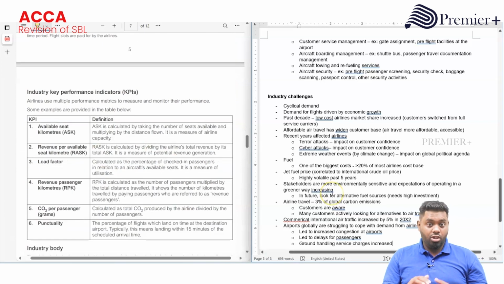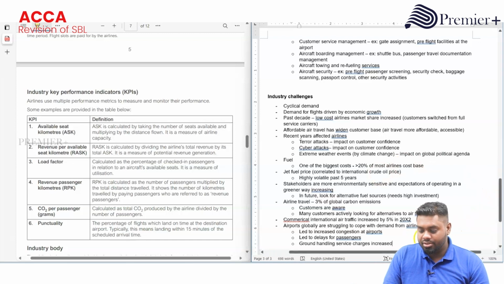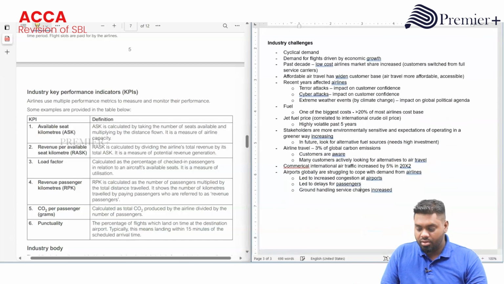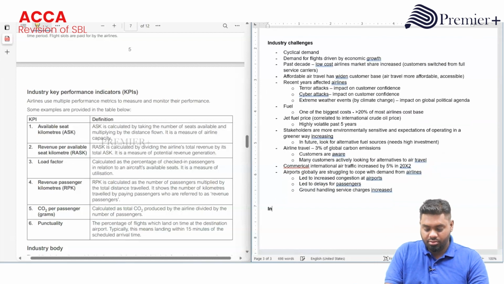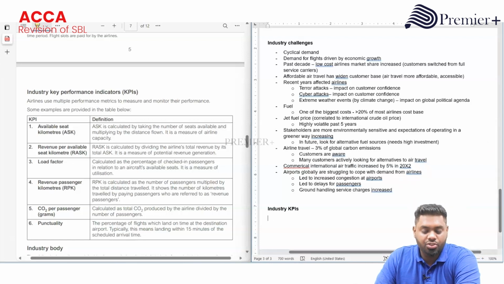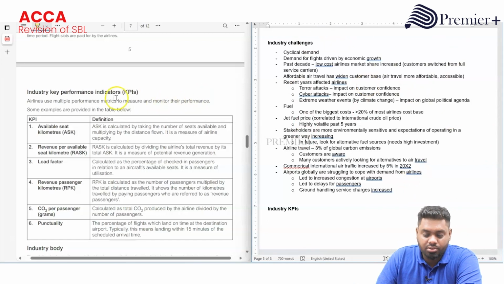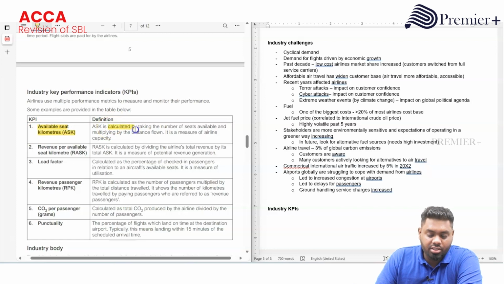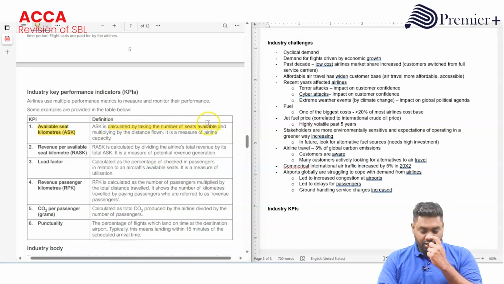Good. So we looked at a lot of industry challenges here. Next, we'll be looking at the industry KPIs, key performance indicators. Airlines use multiple performance metrics to measure and monitor their performance. Some examples are provided in the table below. KPI: available seat kilometers. Definition: available seat kilometers is calculated by taking the number of seats available and multiplying by the distance flown. It is a measure of airline capacity.